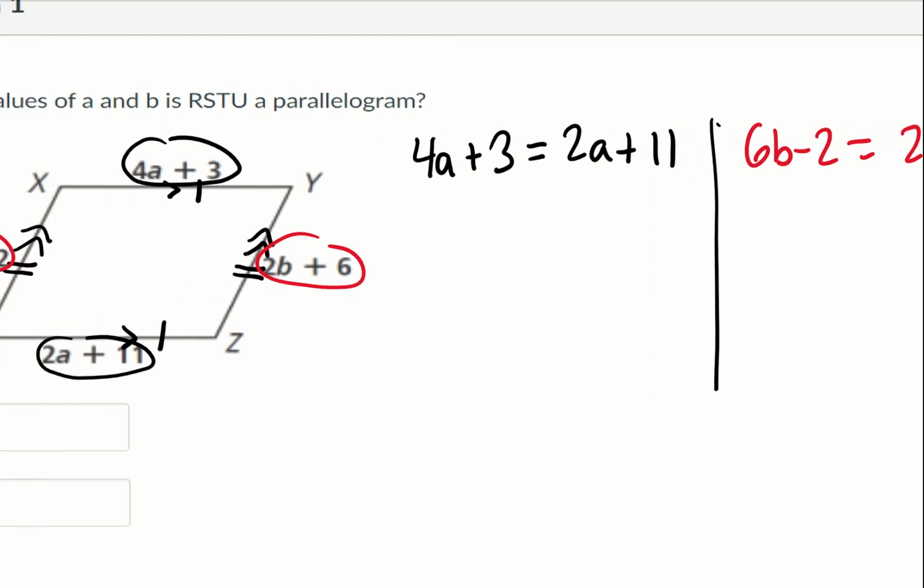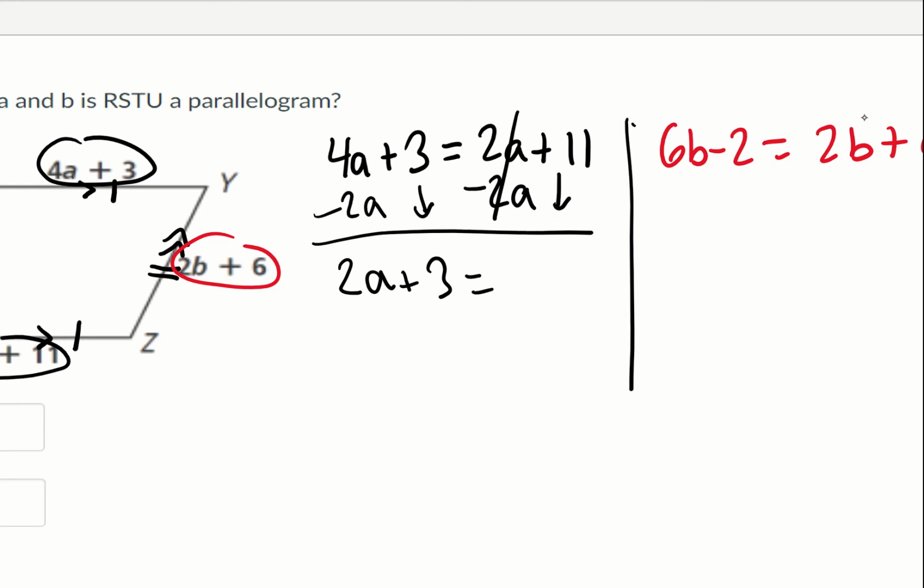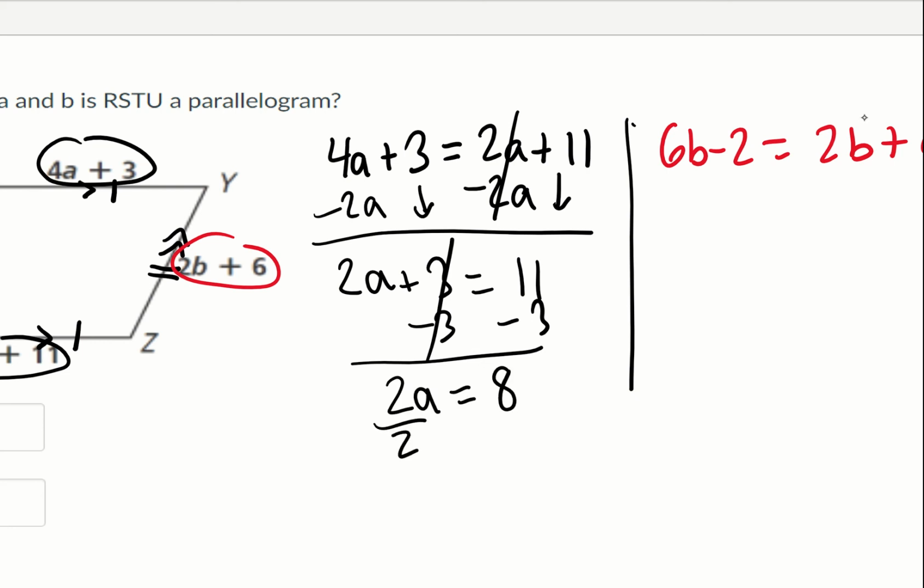So let's do the black equation first. We'll subtract 2a on both sides to get a's on the left side. So now we got 2a plus 3 equals 11. Go ahead and subtract 3 just to get the numbers out on the right side. We have 2a equals 8, and then we'll finish it off with divide by 2, so a equals 4.